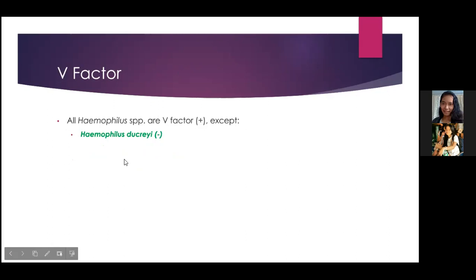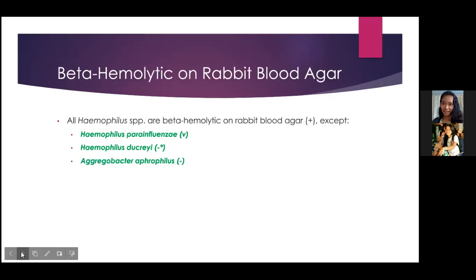For the V factor test, all Haemophilus species are V factor positive except for Haemophilus ducreyi, which is V factor negative. For beta hemolysis on rabbit blood agar, all Haemophilus species are positive except for Haemophilus parainfluenzae, which is variable, Haemophilus ducreyi, which is negative, and Aggregatibacter aphrophilus, which is negative.